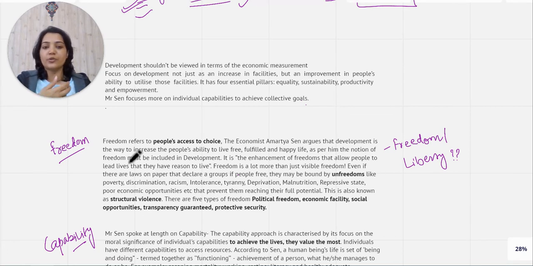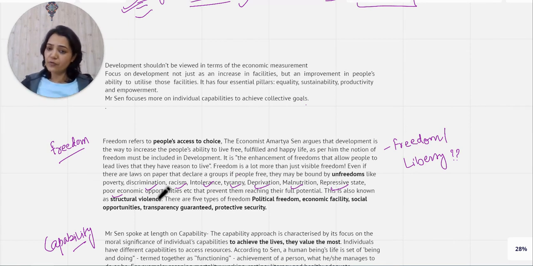Fulfill to do what? It could be a happy life. It could be even attainment, achievement, right? So all these are considered as freedom. In a society, to achieve freedom, it's very important that the government removes unfreedom. What are those unfreedoms? It's written over here. It could be discrimination, racism, intolerance, tyranny, deprivation, malnutrition, a repressive state, poor economic opportunities, etc. These can be unfreedoms, which can hinder achieving freedom.